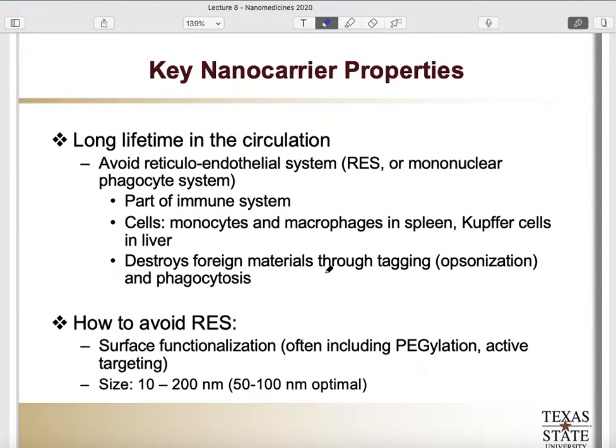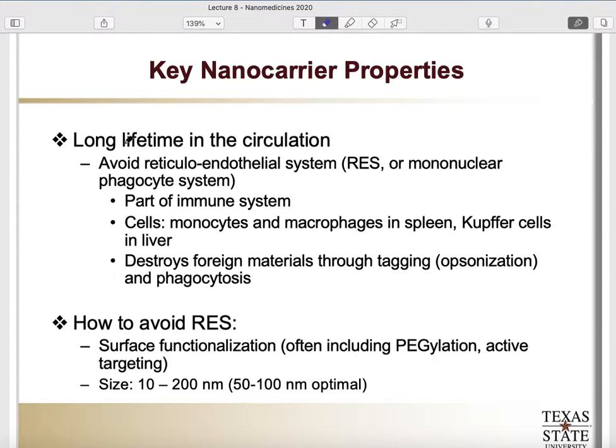So one of the things that we really want is for the nanoparticle to have a long lifetime in the circulation. This way, once the nanoparticle is injected systemically through the circulation, then it would have enough time to be able to reach the location of interest, which in the case of cancer would be the tumor site.